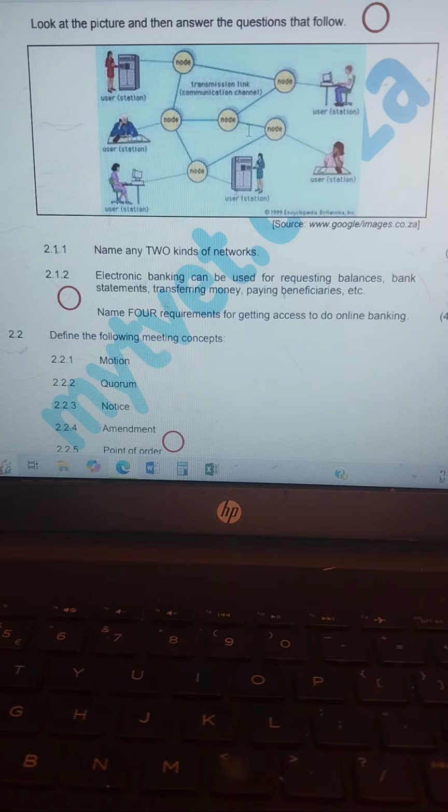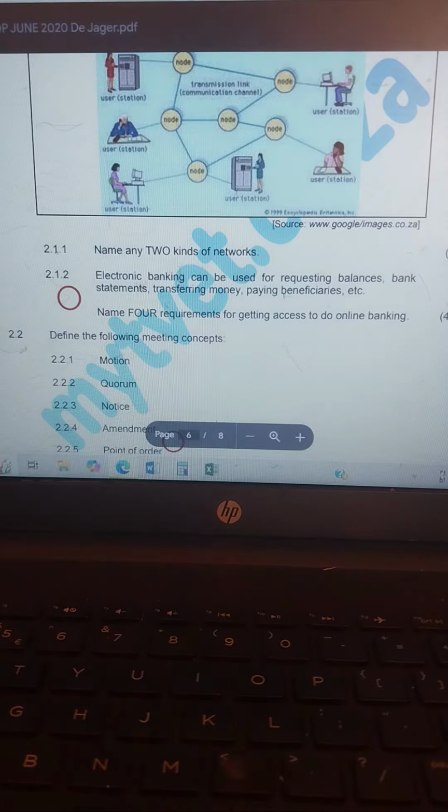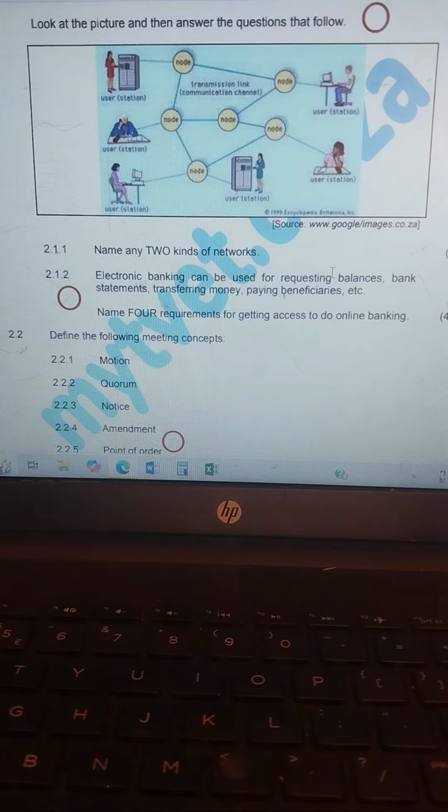Okay, the first question says 2.1.1. It says name any 2 kinds of networks. Name any two kinds of networks. We have local area network, which is a LAN. We have wide area network, which is a WAN.